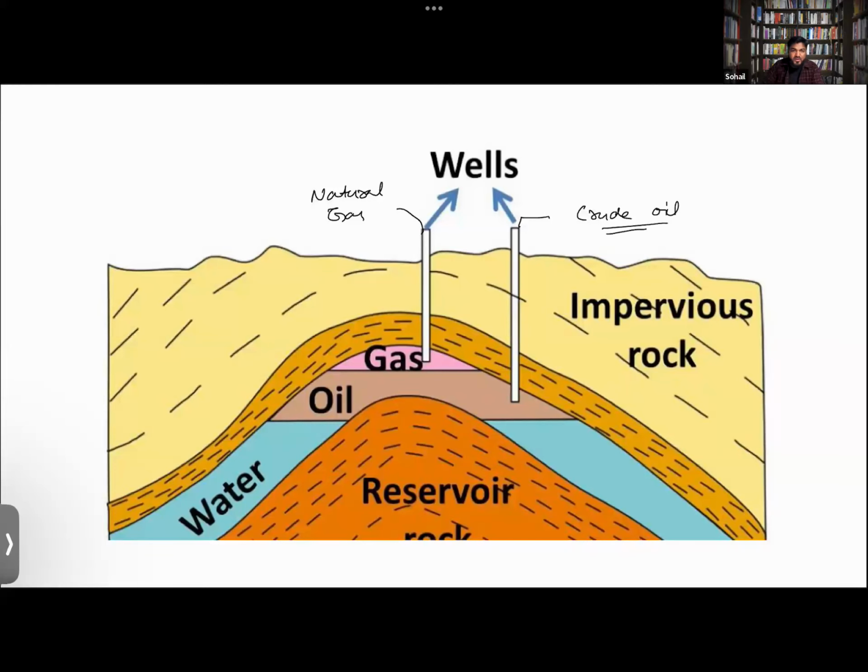Can you explain this to me, Moaz, why you would be getting natural gas first? क्यों हमें natural gas पहले मिलता है? When you dig out the wells, first you will be obtaining natural gas. Then you will be able to obtain crude oil. Why is it so? Okay, let him complete. Then you will also answer it.